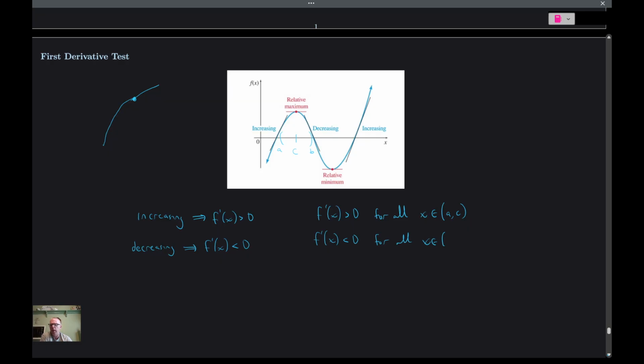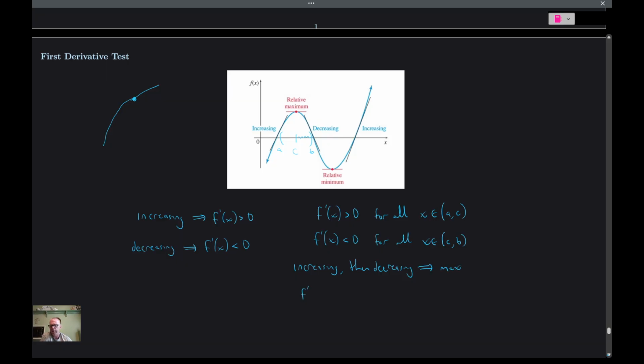So f prime of x is less than 0 for all x in this interval C to B. So in this part here, we would have to be decreasing. Okay. So if we have increasing, then decreasing, we're just kind of shorthanding this. Increasing and then decreasing means we have a maximum.